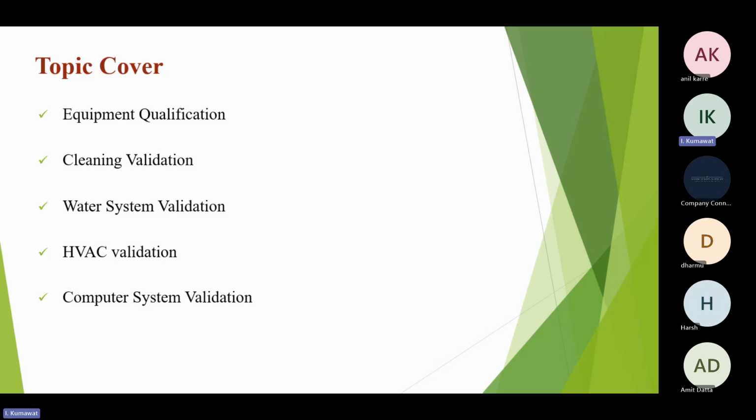Then computer system validation. As you know, that is booming also. Why? Because the equipment and instruments we use in the pharmaceutical industry, in the majority, use software or have software, and that software should be qualified or validated. How we validate that software comes under computer system validation. We will also discuss a little bit about computer system validation during the course of sessions.